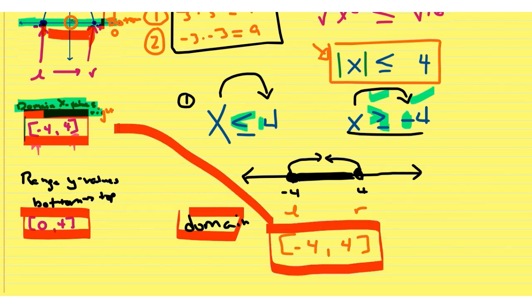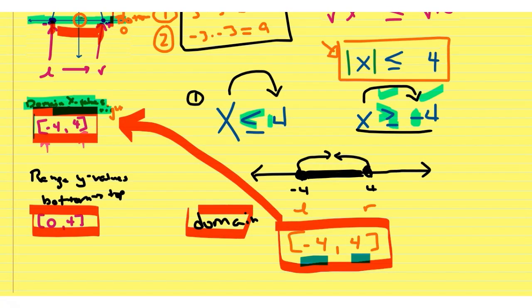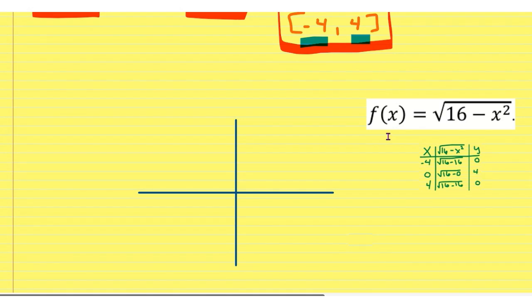Now, is that exactly the same thing that we found when we looked at it from the perspective of the circle? Yes, it is. Okay, now we need to figure out how we can find the range. We found the domain. Now, how can we find the range?